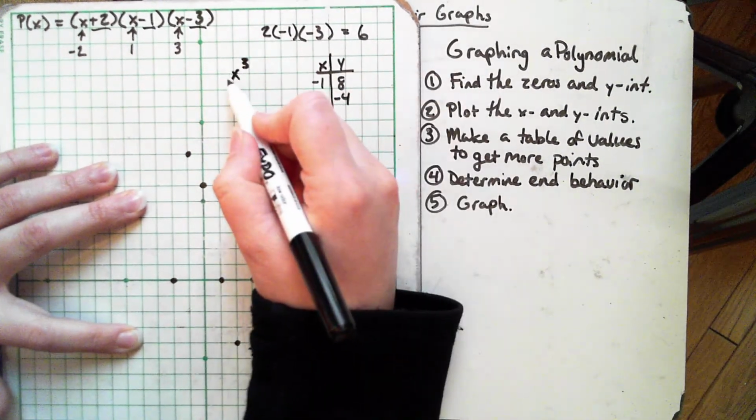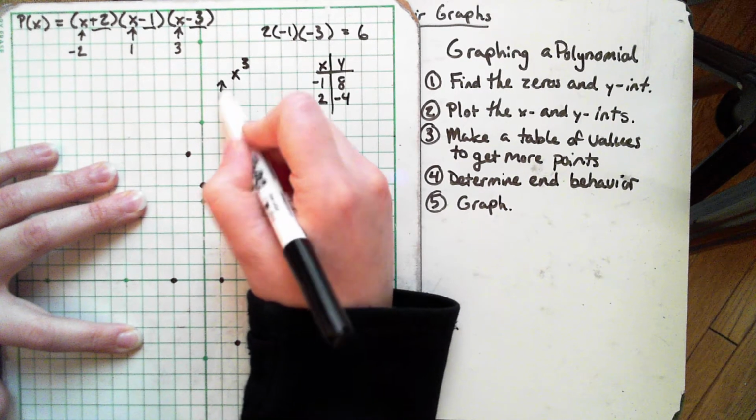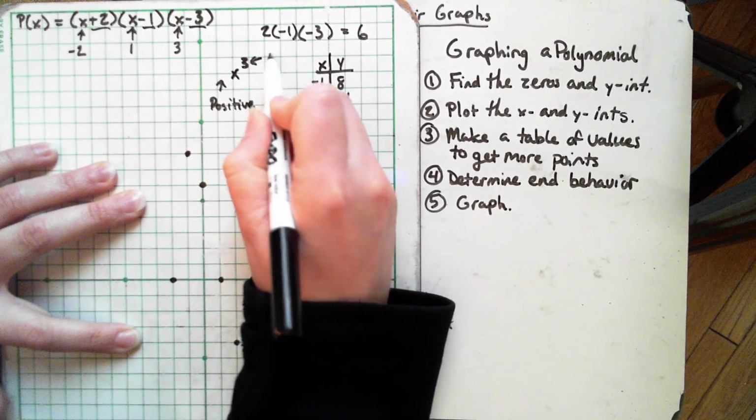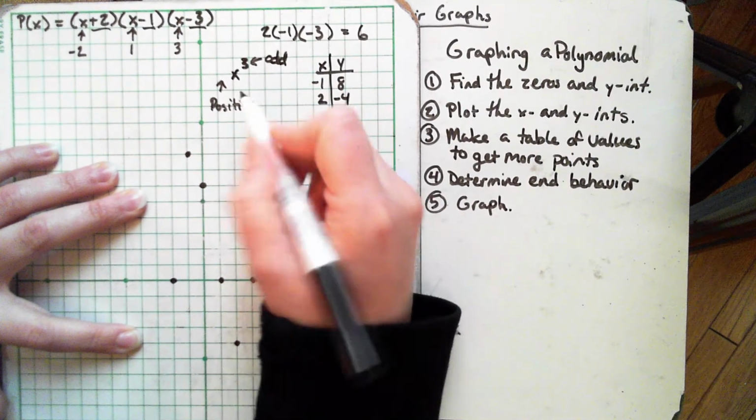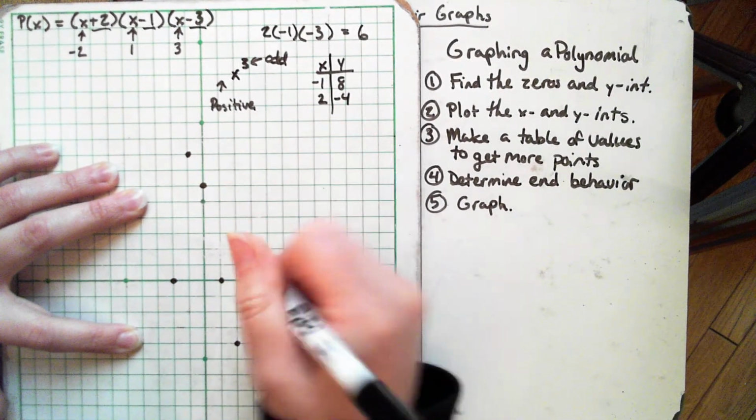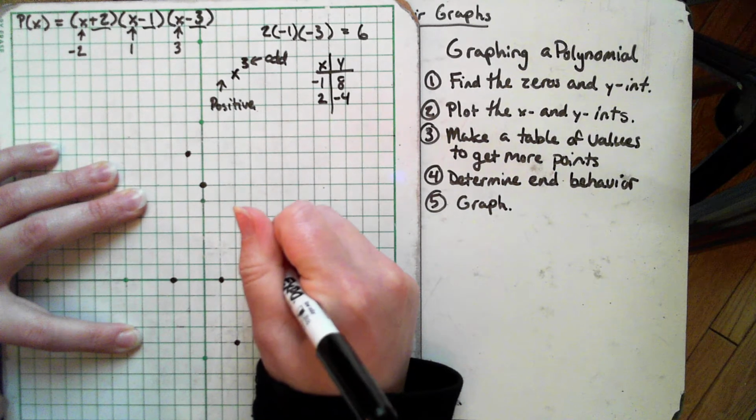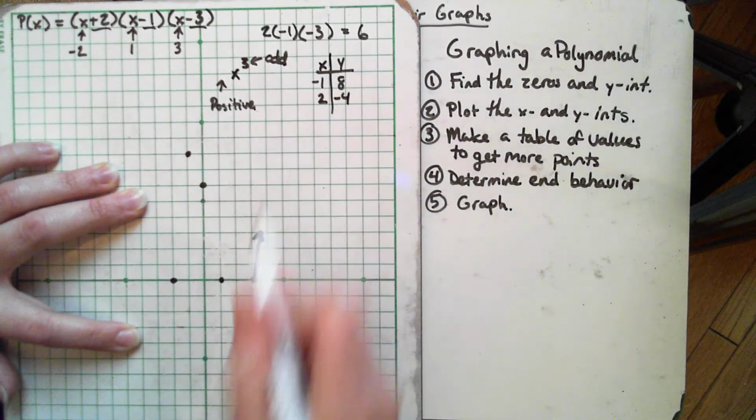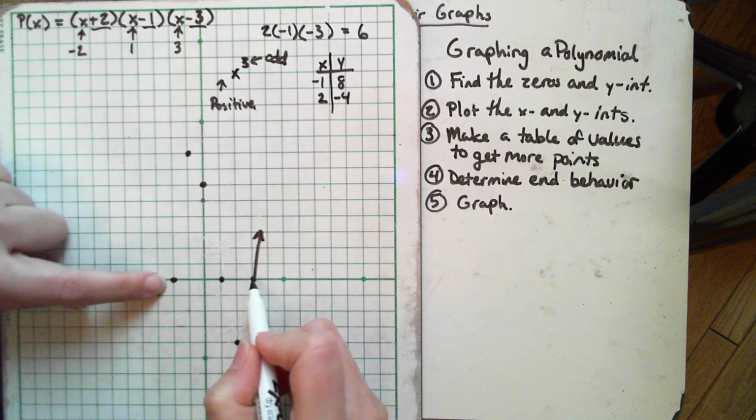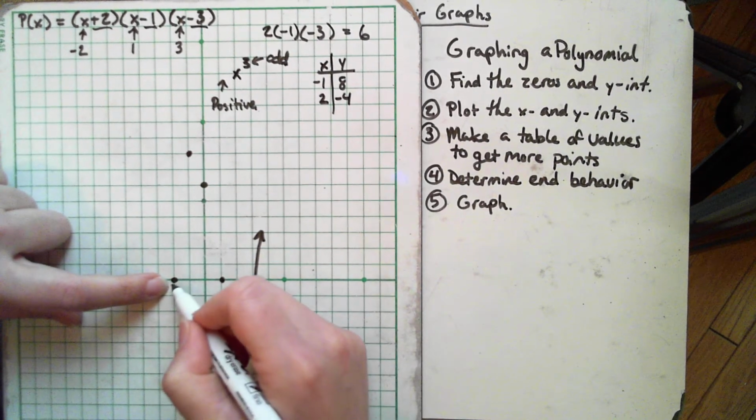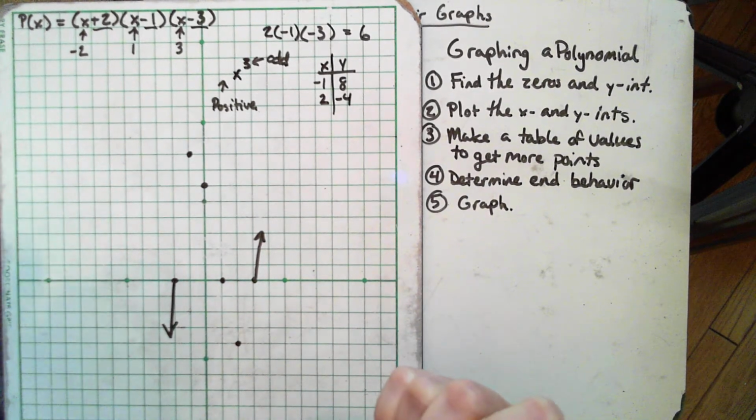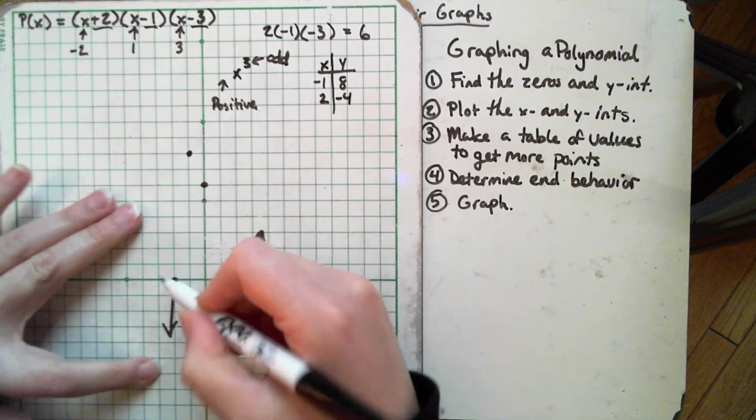Now, this is positive, and the power is odd. Positive means that it's going to point upward on the right side. Odd means that it's going to point the opposite direction on the left side. Okay? So now all I have to do is connect all of this into one big graph.